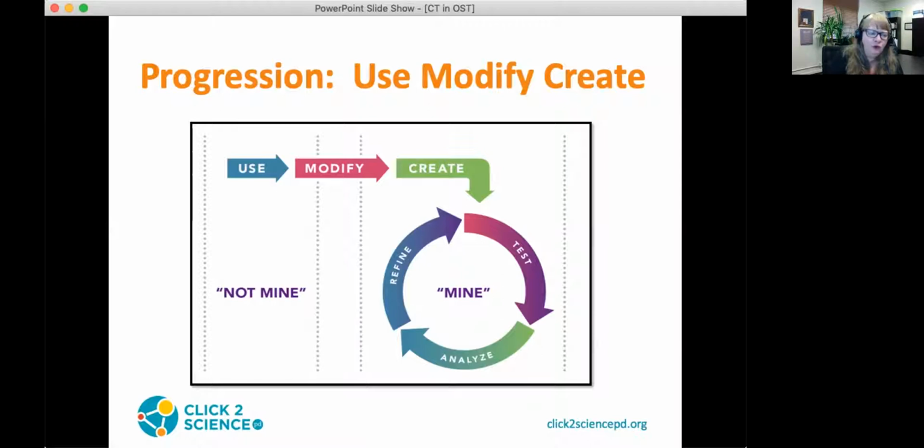So as they go from use to modify and create, they're taking something that wasn't theirs and making it their own through their modifications and redesigning of the project. If you've ever used Scratch programming, Scratch uses this progression of use, modify, and create as a great starting place to build computational thinking, to gain skills and confidence. At the same time, they're developing ideas and growing to where they can create their own project, and they become creators with technology, not just consumers of technology.